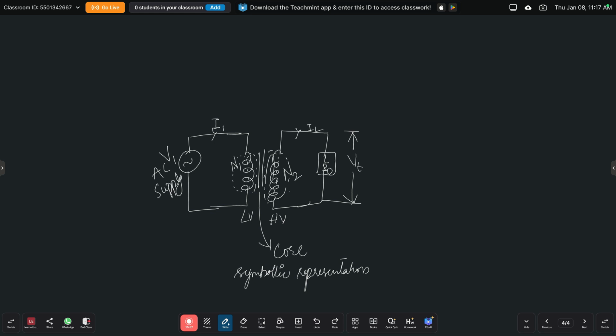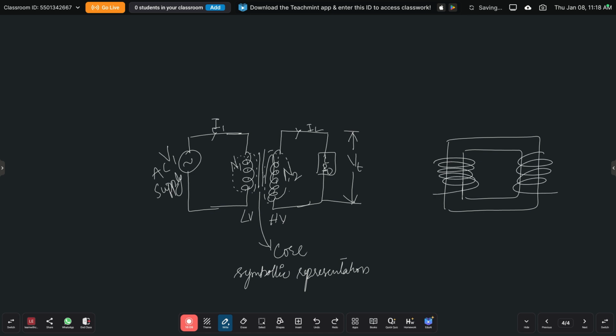We already discussed this in the previous one. Whenever we connect the supply to the primary side, it has a primary winding and a secondary winding. Whenever we give the supply, the current passes through this winding and the flux will be produced. That flux is linked with the entire magnetic core. So this current produces the alternating flux, which completes its path through the common magnetic core. This dotted line shows the flux.